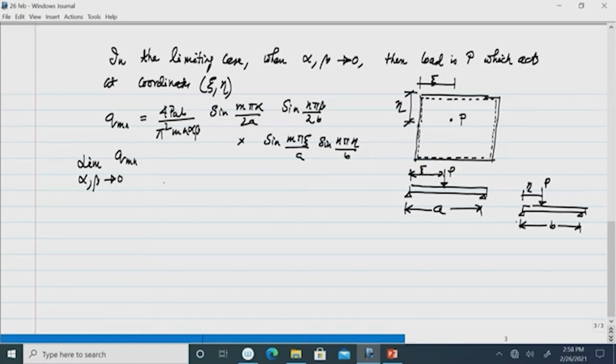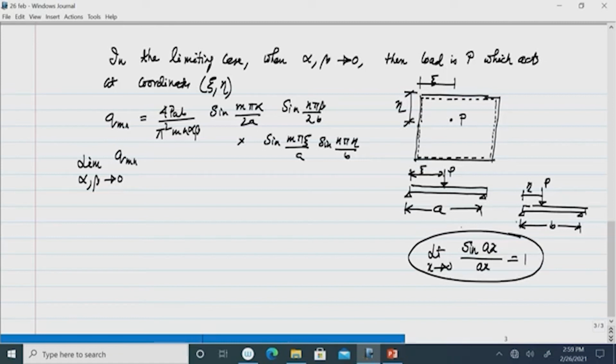We know a very important formulation in differential calculus: the limit of sin ax by ax as x tends to 0 is equal to 1. Based on that limit, let us take the limit of this function. If alpha and beta go to 0, I take 4 P a b over pi square m n alpha beta, then limit alpha goes to 0 of sin m pi alpha by 2a, and in the denominator again m pi alpha by 2a.